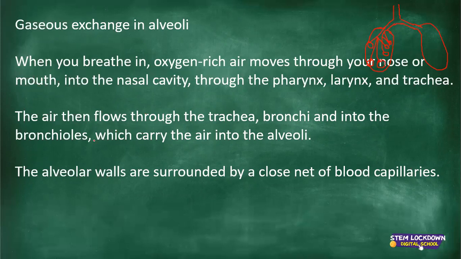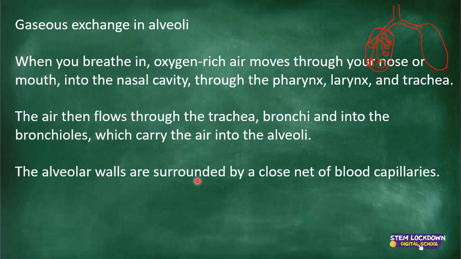The air then flows through the trachea, bronchi, and into the bronchioles, which carry the air into the alveoli. Remember, the air is coming through the trachea here. Then it's moving into the bronchi, then the bronchioles into the sacs there, which are the alveoli. The bronchioles are the ones that carry the air eventually to the alveoli, those small sacs. So the air is there in those small sacs.